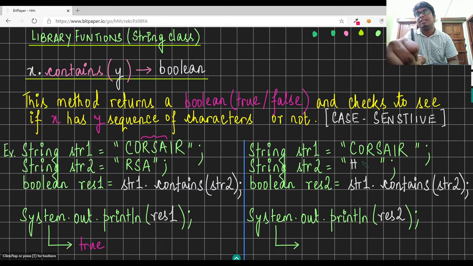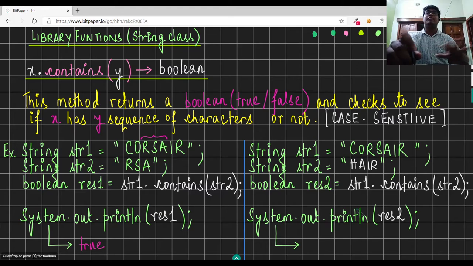But still, let's use hair, right? You see, only AIR matches, but there's no H, right? Therefore, this function call would return you false.